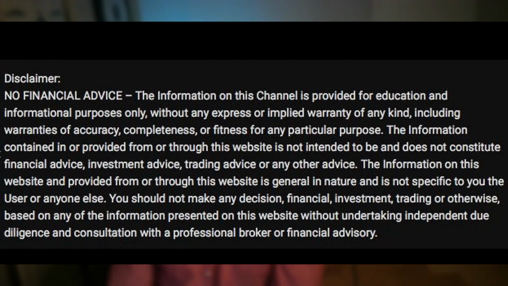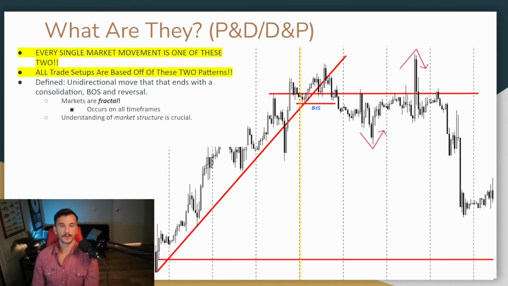Every trader wants to find that one pattern, that one thing that they can get into the market with little to no drawdown, minimize their risk, and maximize every pip of profit that goes in their favor. I'm going to show you that pattern that I use every single day on every single trade, whether I'm going long or short. The pattern that I'm referring to is the pump and dump and the dump and pump pattern.